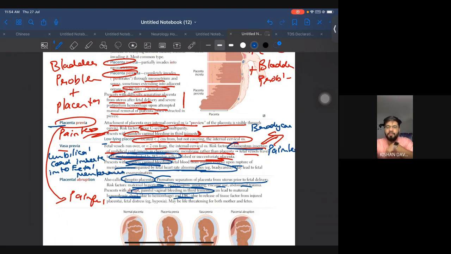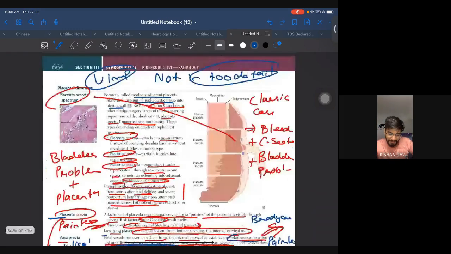Okay. Now you have to remember these features, but along with that, the question will be very tricky for you. Okay, they will say there is bleeding, this, risk factors, all of that. In the question, to pick out the risk factors, that is your job. Okay. So that's all for the placental anomalies.